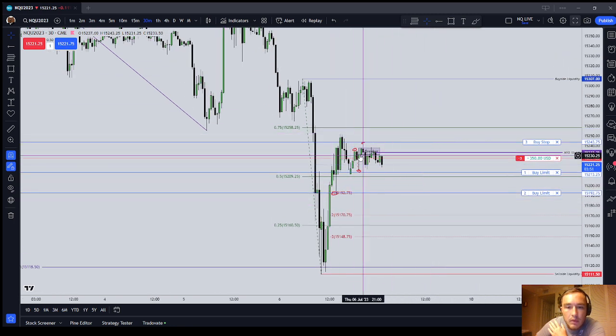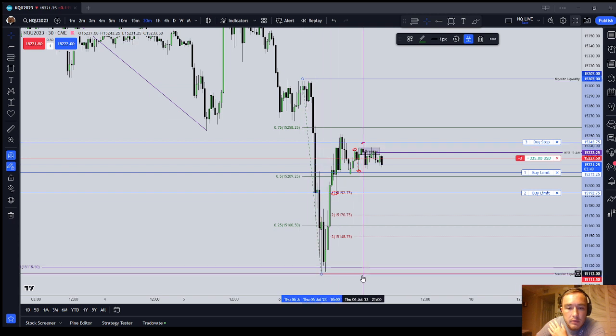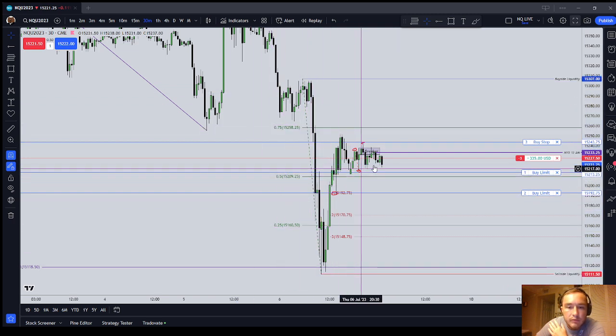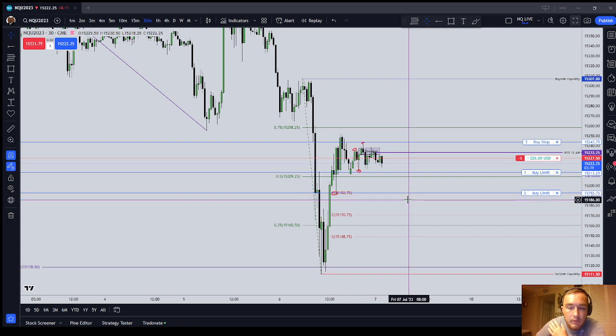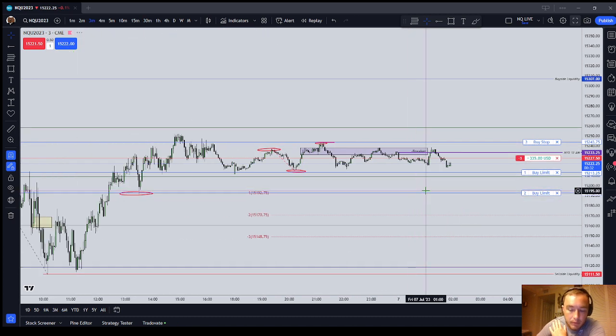Okay, so do you see this green? You see how that's 75, 50, and 25? We're sitting above the 50 of this range here, meaning we're sitting in a premium, which should go seek discount. And that's another ICT model suggesting that we are going to come down, but exactly when, I don't know.